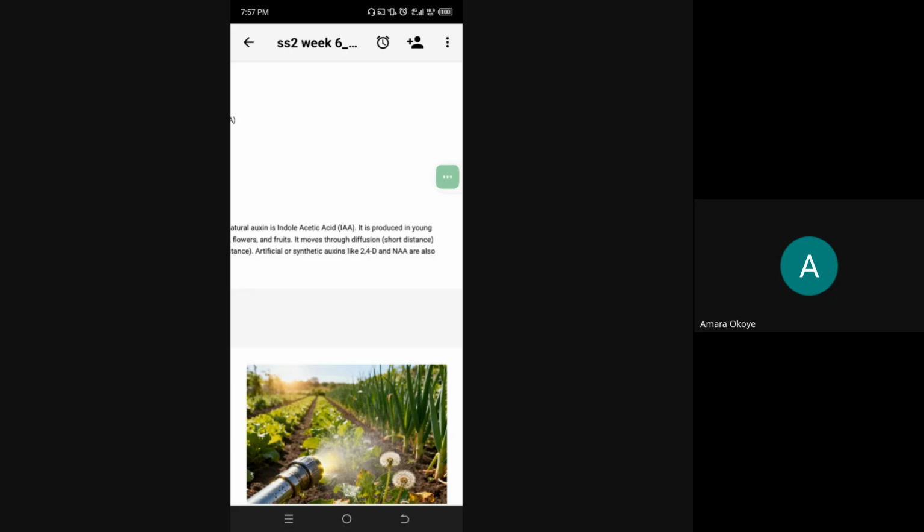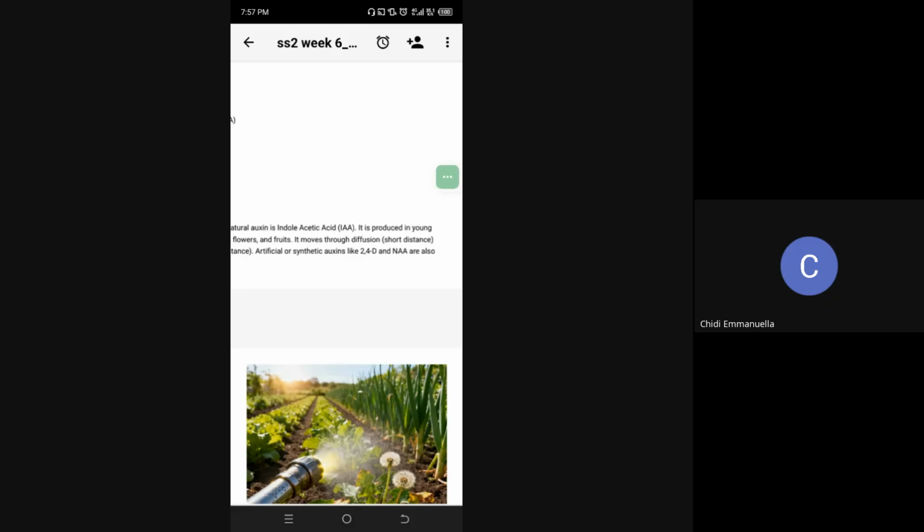Now this 2,4-D, it can be used as a pesticide. You spray it on the crops, and then it gets rid of pests. Some even get rid of weeds. So you can use it as a pesticide majorly. So that's what you can use 2,4-D for. Do you understand? Yes, sir.